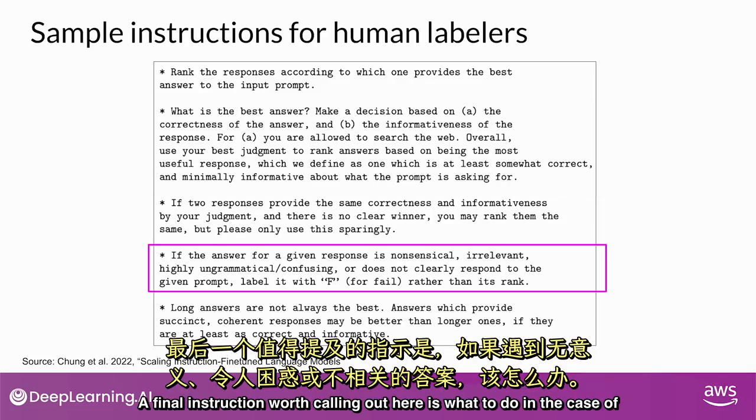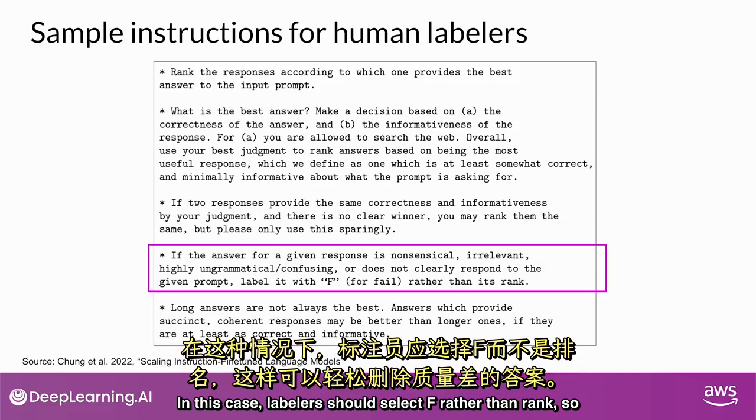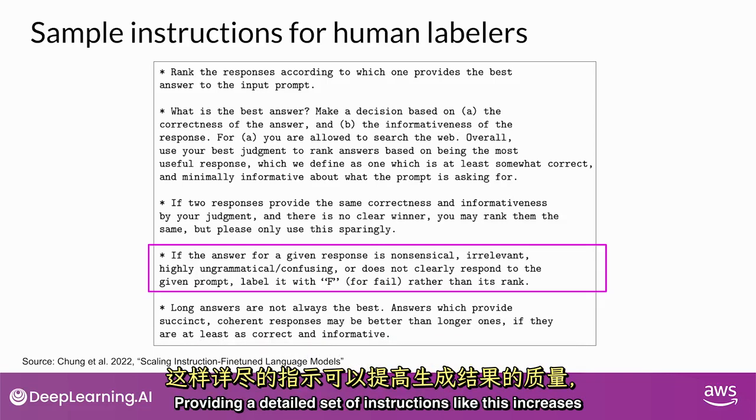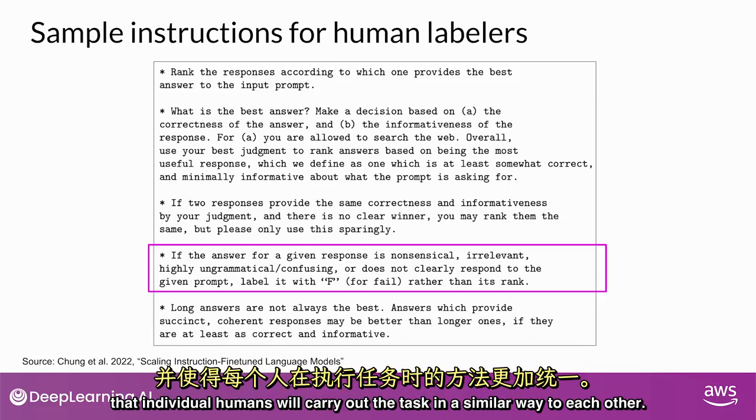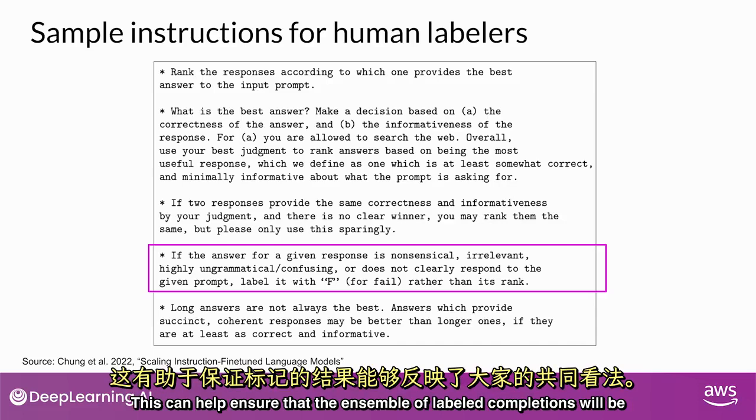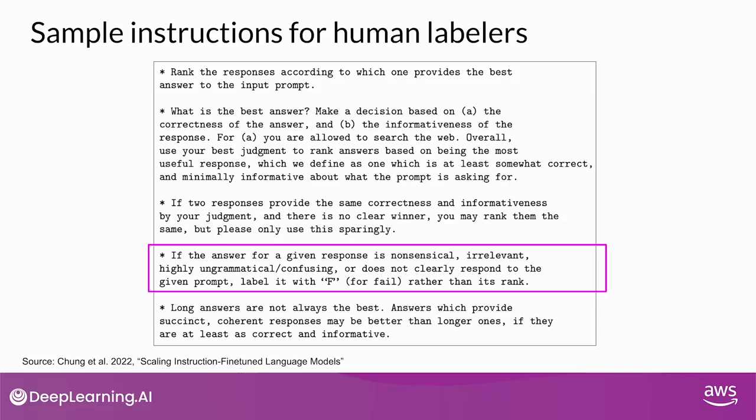A final instruction worth calling out here is what to do in the case of a nonsensical, confusing, or irrelevant answer. In this case, labelers should select F rather than rank, so the poor quality answers can be easily removed. Providing a detailed set of instructions like this increases the likelihood that the responses will be high quality, and that individual humans will carry out the task in a similar way to each other. This can help ensure that the ensemble of labeled completions will be representative of a consensus point of view.